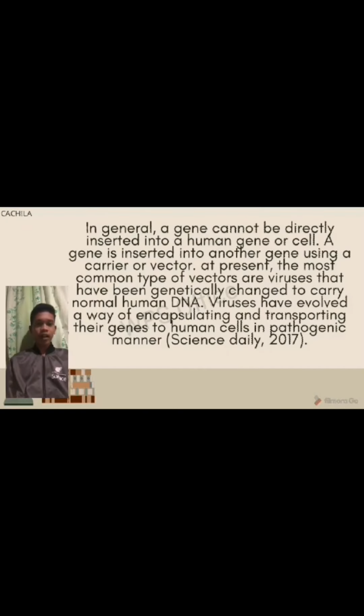In general, a gene cannot be directly inserted into a human gene or cell. A gene is inserted into another gene using a carrier or vector. At present, the most common type of vectors are viruses that have been genetically changed to carry normal human DNA. Viruses have evolved a way of encapsulating and transporting genes to human cells in a pathogenic manner.